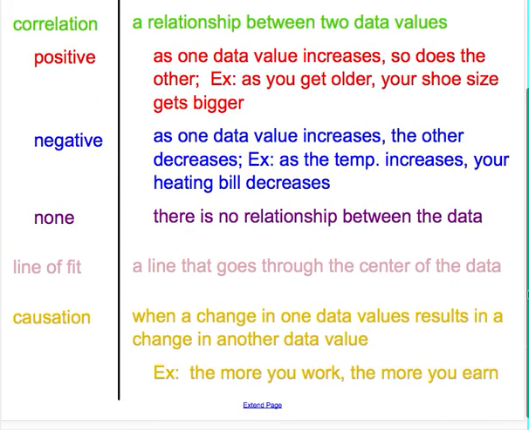Typically with a scatter plot, we will create a line of fit, and that's a line that goes through the center of the data. And then you can use that line to make predictions about the data.